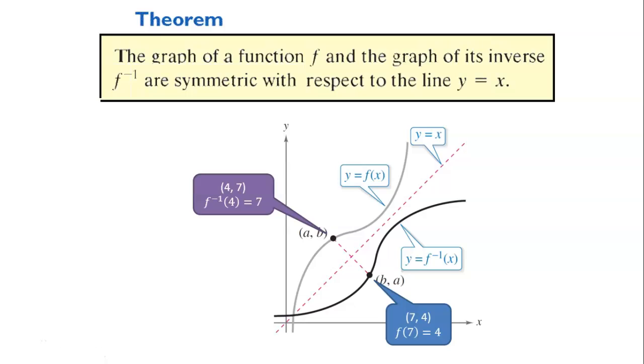If one function is the inverse of another, then the other is the inverse of the first one. So it's a mutual relationship. They're inverses of each other.